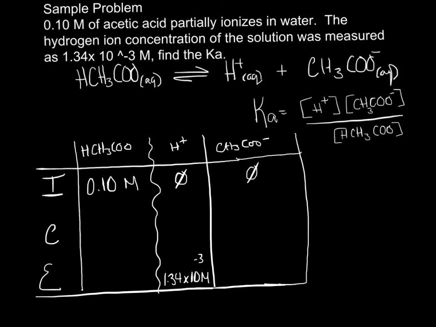So now what we're going to do is fill in the information we know. We know that the H plus and the CH3COO minus have to increase, and we know that the amount of acetic acid is going to decrease. We also know that it's a 1-to-1-to-1 ratio, so these are all going to change by the same amount. Since I know that the hydrogen ion started at 0 and ended at 1.34 times 10 to the negative 3, that's our change. So 1.34 times 10 to the negative 3 for each of these.